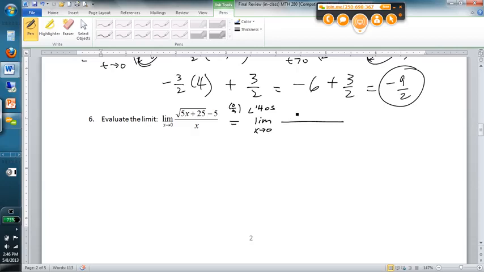Okay, so let's see. 5 square root of 5x plus 25, that's 5x plus 25 to the 1/2, so the derivative would be 1/2 times 5x plus 25 to the negative 1/2 times what? Derivative of the inside, which is 5. The derivative of negative 5 is 0. So that's the top derivative, and that's L'Hopital. L'Hopital says do the derivative of the top, derivative of the bottom, then do the limit of that. What's the derivative of the bottom? 1?